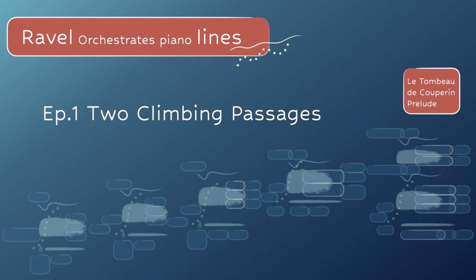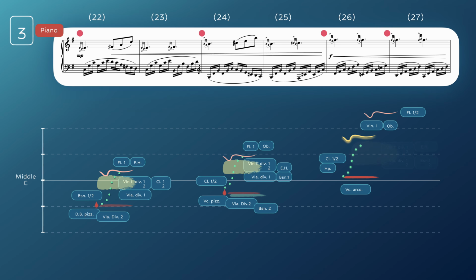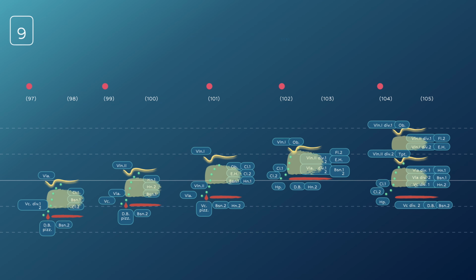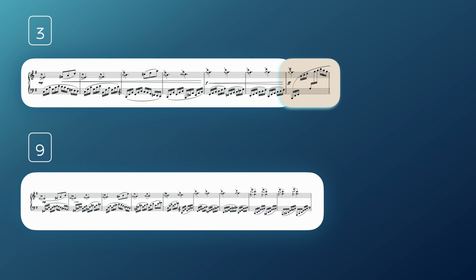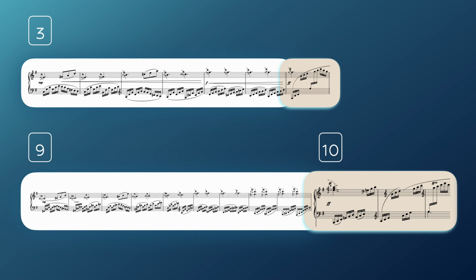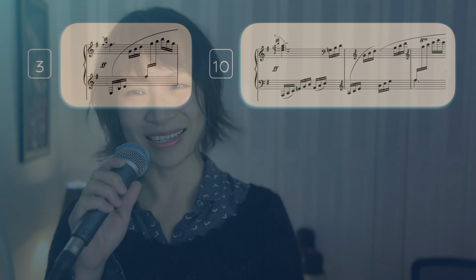I'm a musical explorer who loves patterns, logic, and structure. In my last video, I discussed the orchestration of two slow climbing passages in the Tombeau de Couperin prelude. Today, we'll look at the fast ascending lines that come next. Let's take a look at the piano score and identify our orchestration problems.